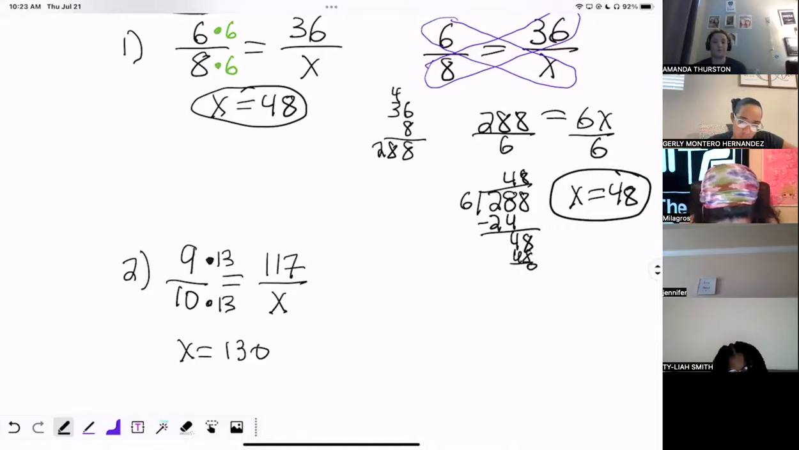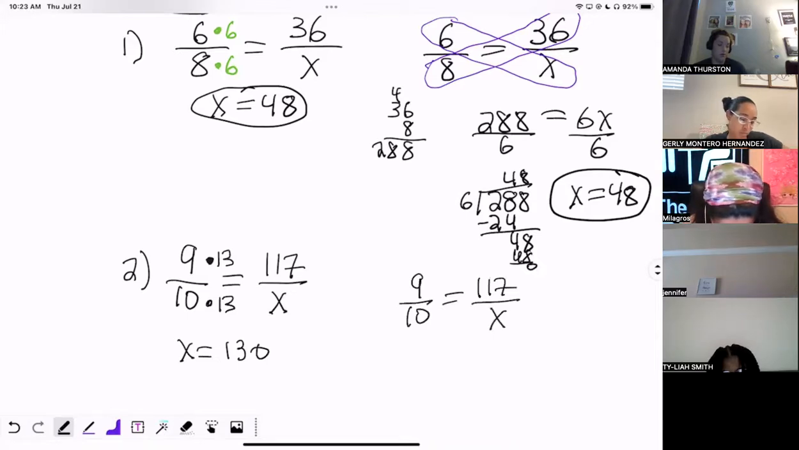Wow, I wrote that problem thinking you couldn't, and I did. I had to think about it. Okay, so let's do it the other way. 9 over 10 equals 117 over x.